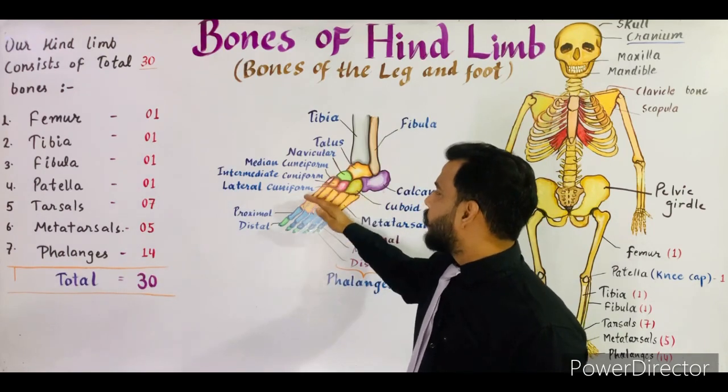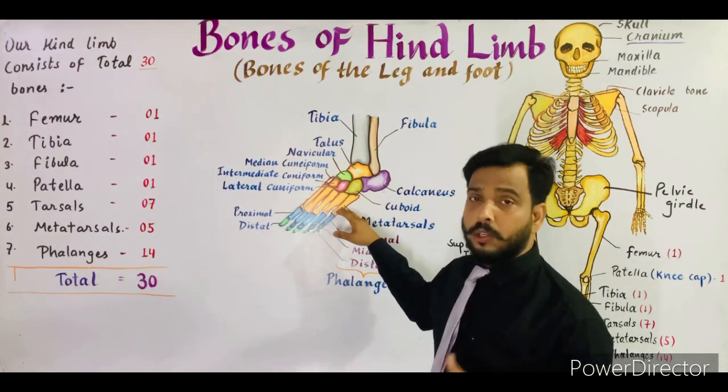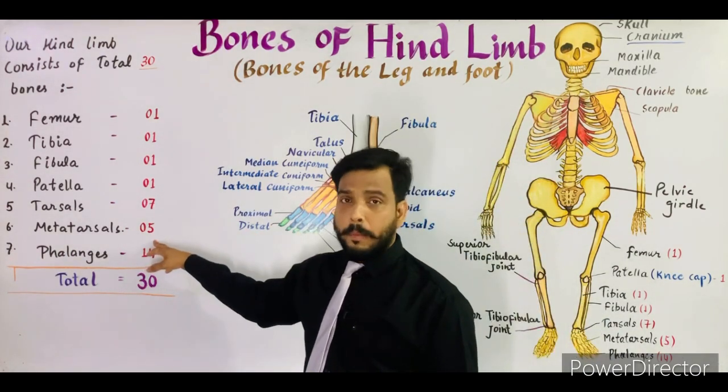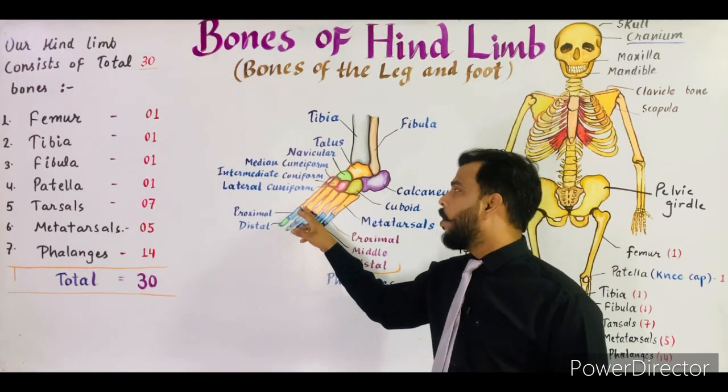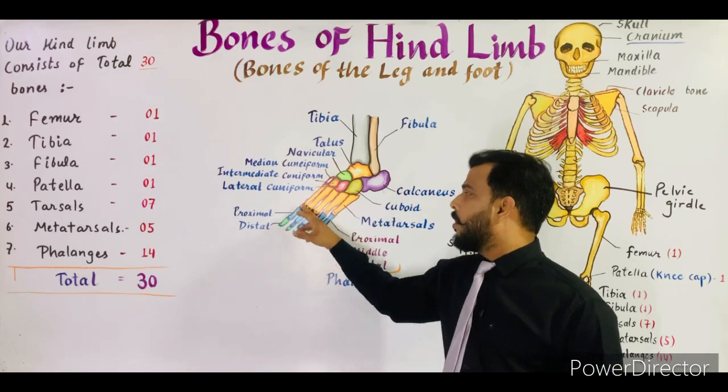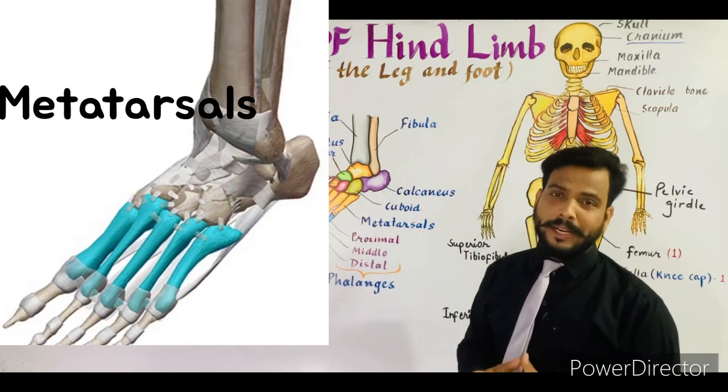Below the tarsal bones, there are a total of 5 bones known as the metatarsals, which are denoted by the Roman numerals 1 to 5: 1, 2, 3, 4 and 5. So these are known as the metatarsals.